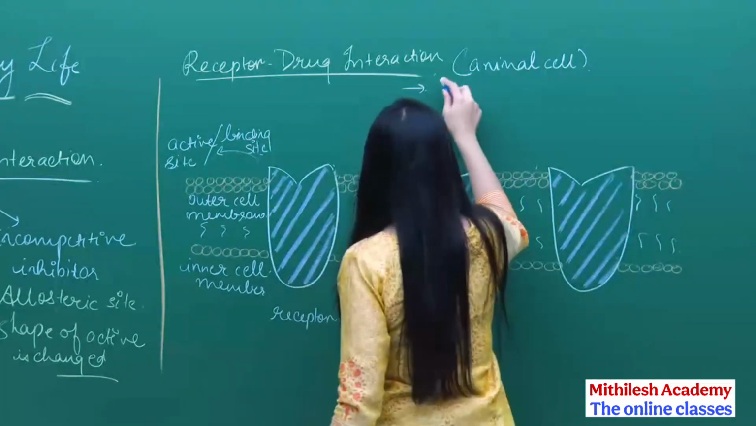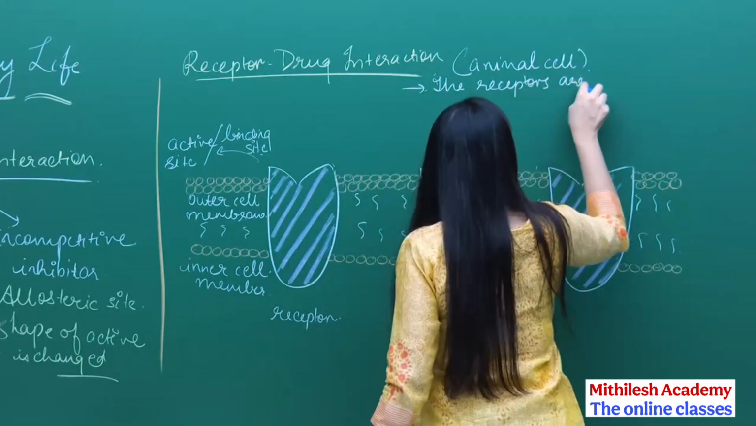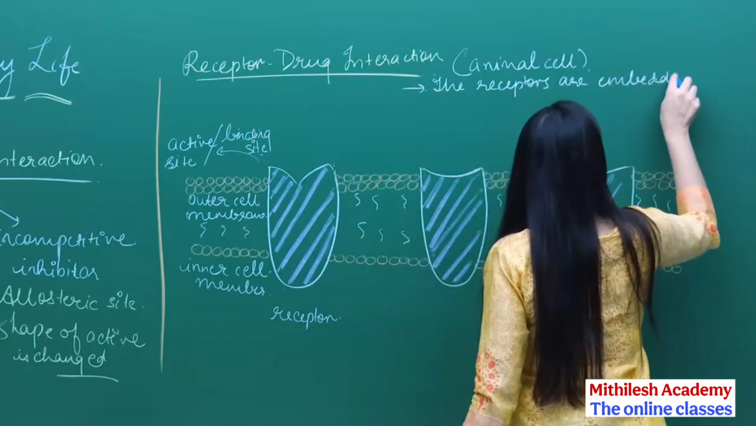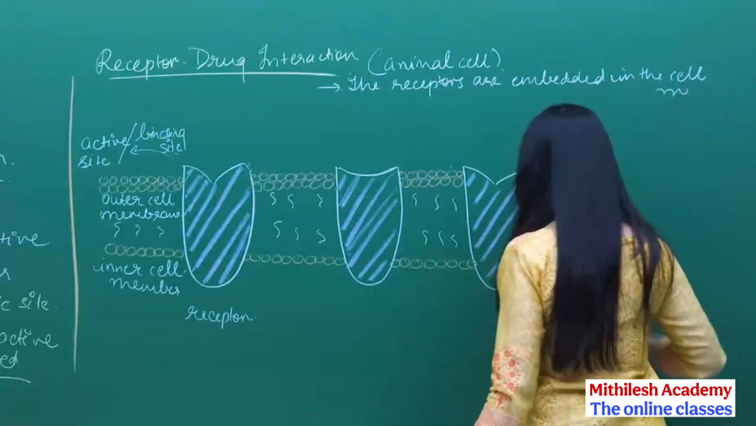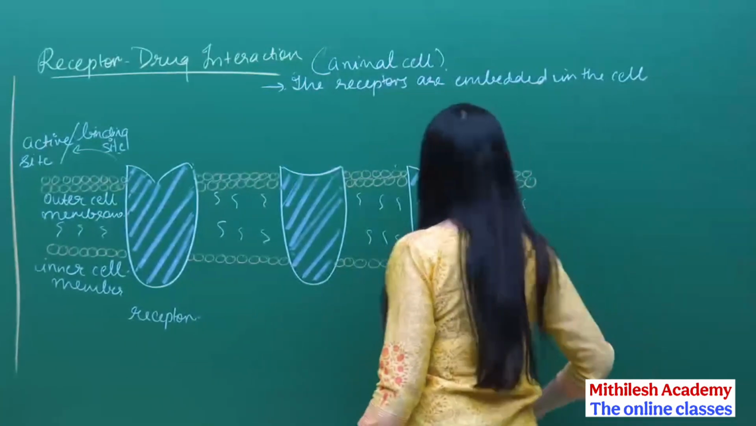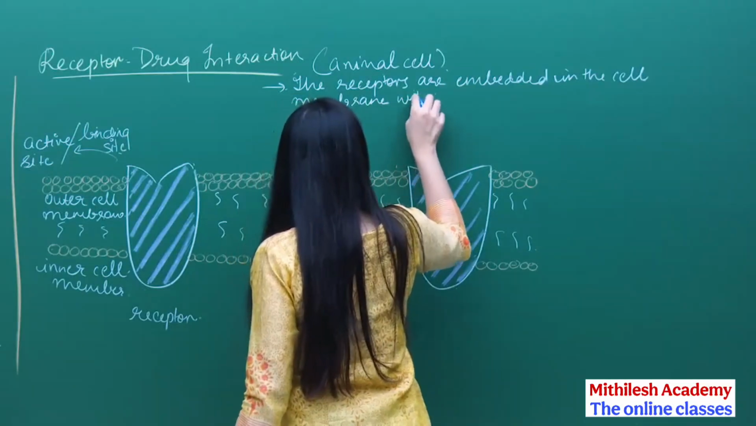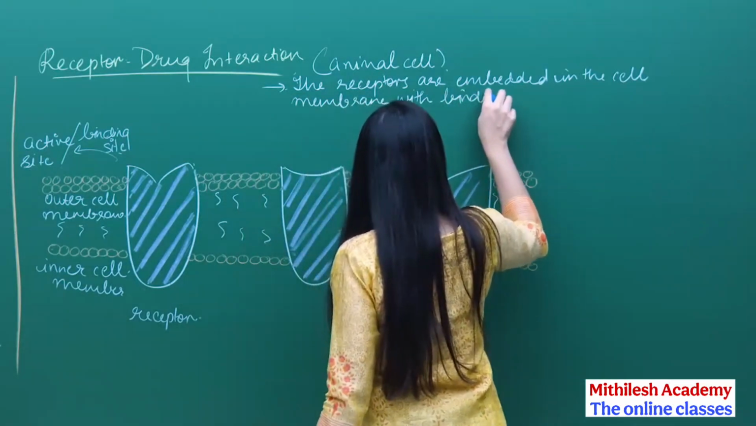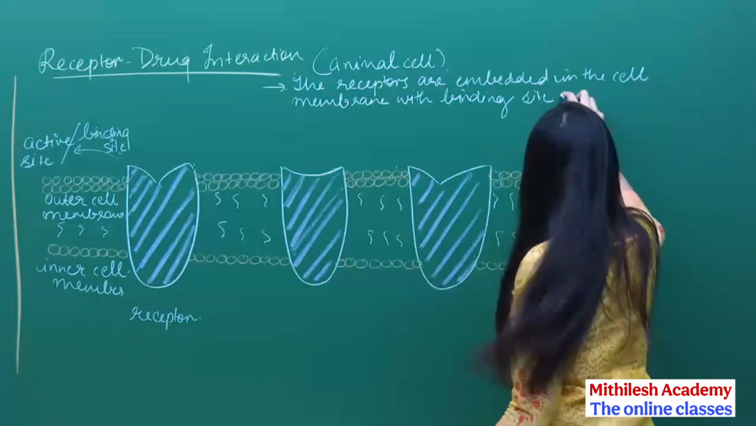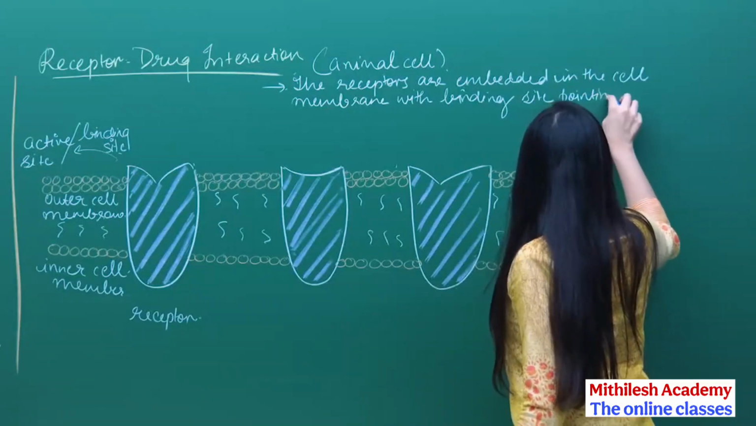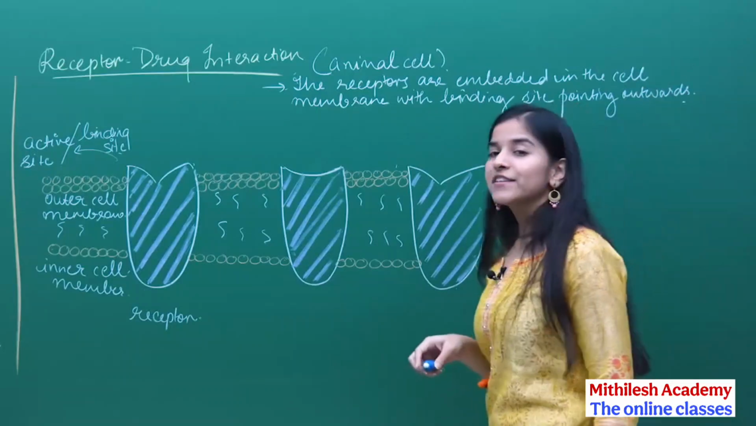So let me just write it over here. The receptors are embedded in the cell membrane with binding site pointing out towards the outer area, pointing outwards. So that is how it is going to be.